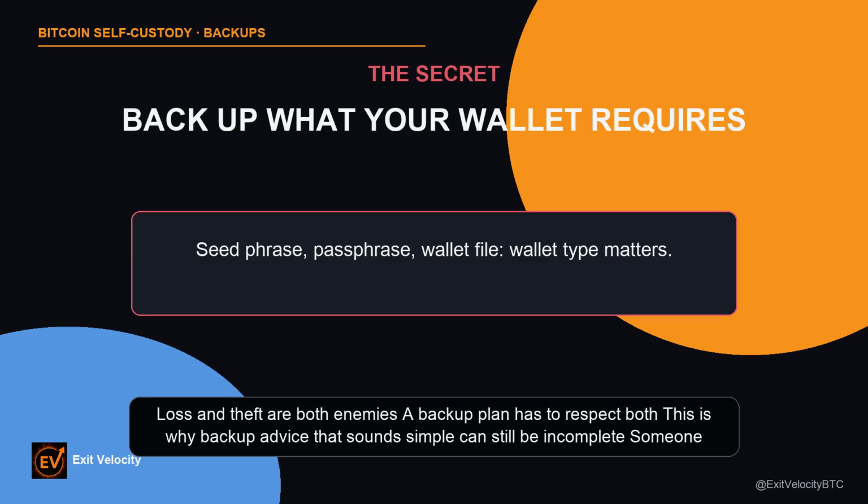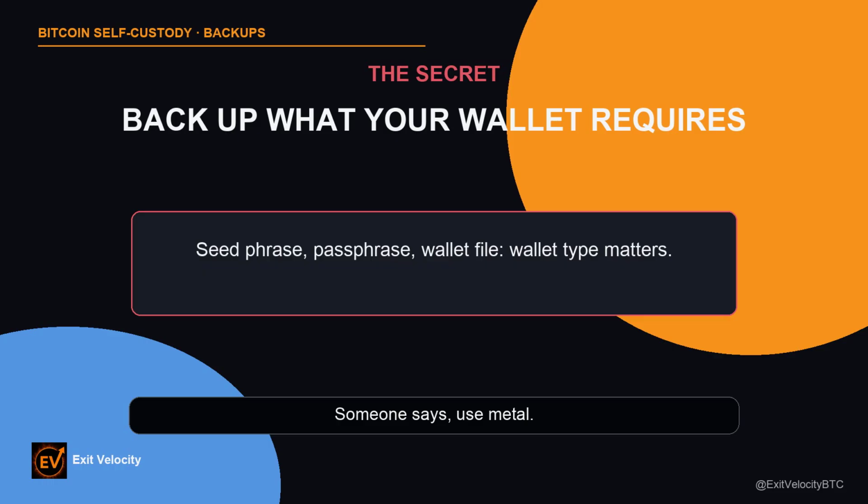Second, storage. This episode is not going to tell you where to store your seed phrase. That is security advice. The safer lesson is the trade-off. A backup must survive loss, but it must not become easy theft. If the only copy is on the device that breaks, it is not a backup. If the backup is so obvious that anyone can steal it, that is also a failure. Loss and theft are both enemies. A backup plan has to respect both.